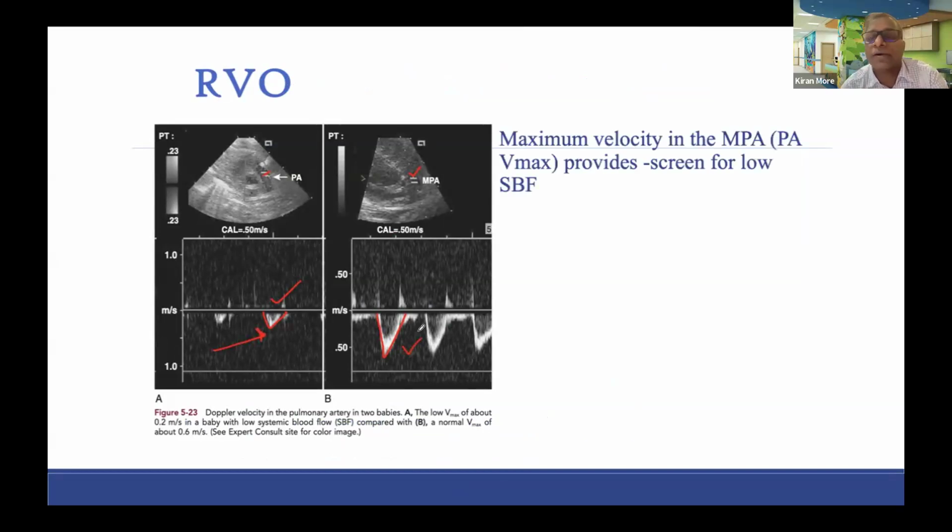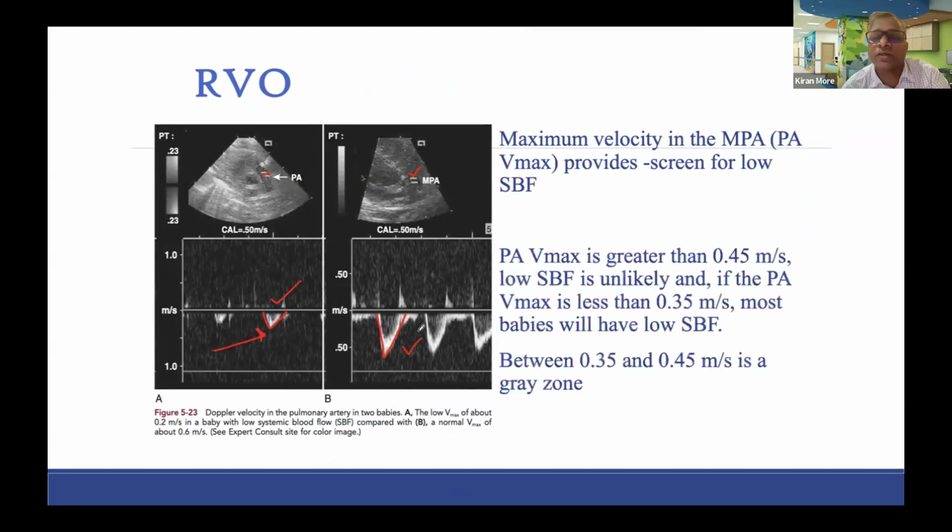So just velocity in the MPA also gives you a lot of ideas, and pulmonary artery velocity max more than 0.45 meter per second, generally we expect, and then you know that the blood flow is adequate. And if it's less than 0.35, then there will probably be low systemic blood flow. And between 0.35 and 0.45 is a gray zone. You have to watch and monitor these babies.